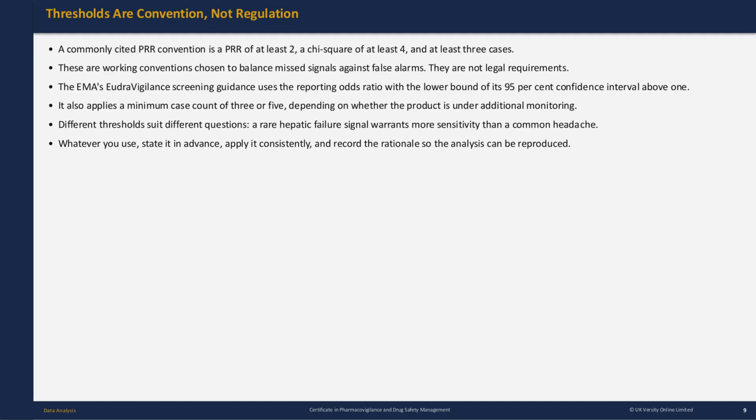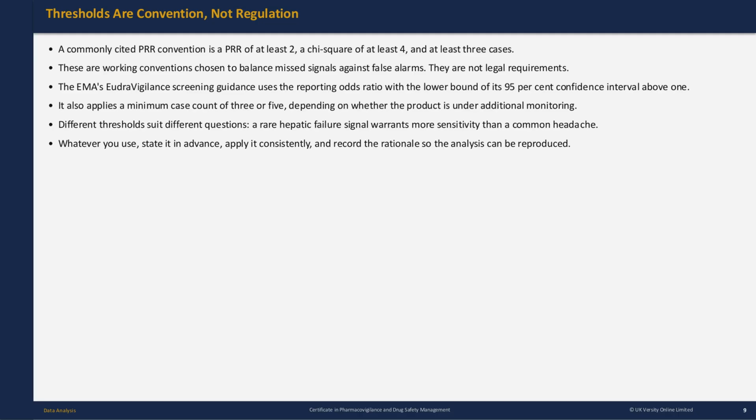Thresholds are convention, not regulation. A commonly cited PRR convention is a PRR of at least 2, a chi-square of at least 4, and at least 3 cases. These are working conventions chosen to balance missed signals against false alarms. They are not legal requirements.